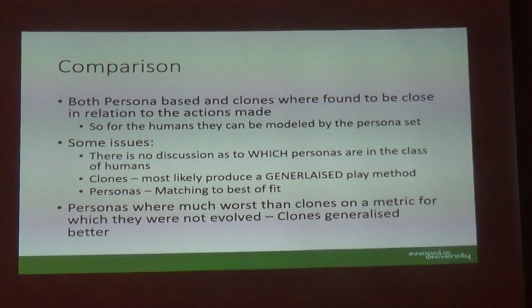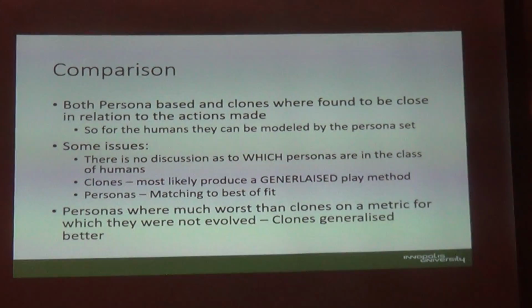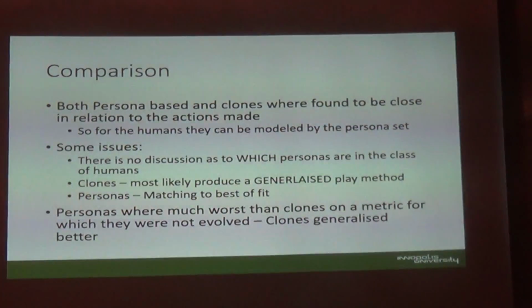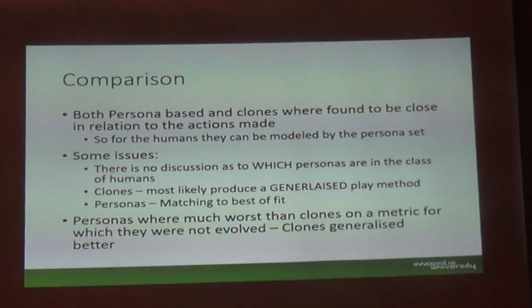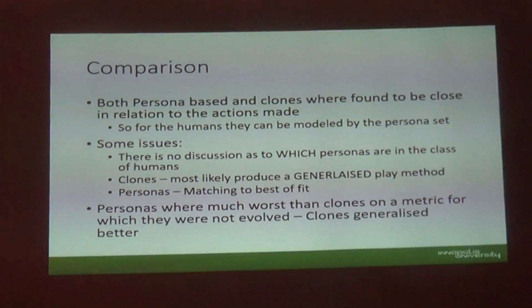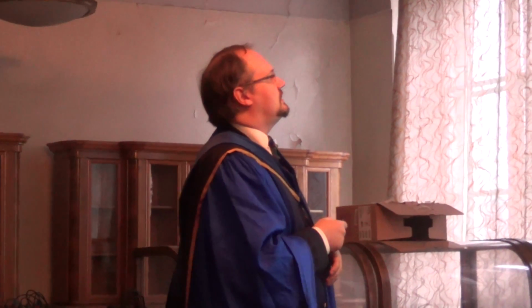Personas had to match the best fit. So personas were also much worse than clones on metrics for which they were not created, not evolved. Clones generalized better. So looking at a whole bunch of different human play traces was a better way to make a generalized agent than a persona-based agent.